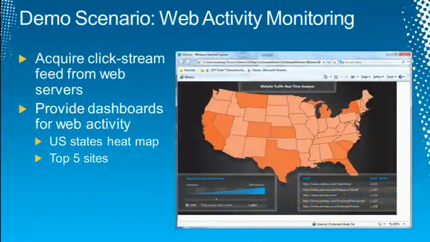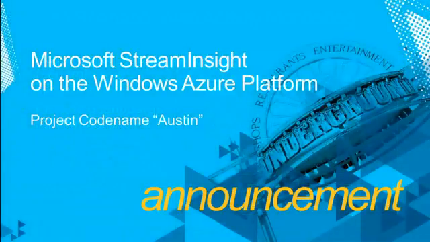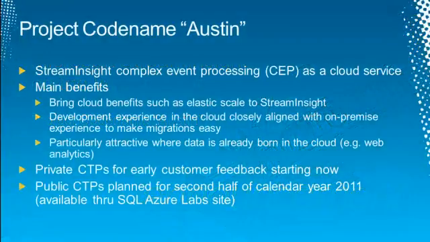Now, the next announcement that I want to make at this point is around support for StreamInsight on the Windows Azure platform. And we're currently calling this project with codename Austin. And the key value proposition here is to make StreamInsight complex event processing services available in the cloud as a cloud service on Microsoft's Azure platform.